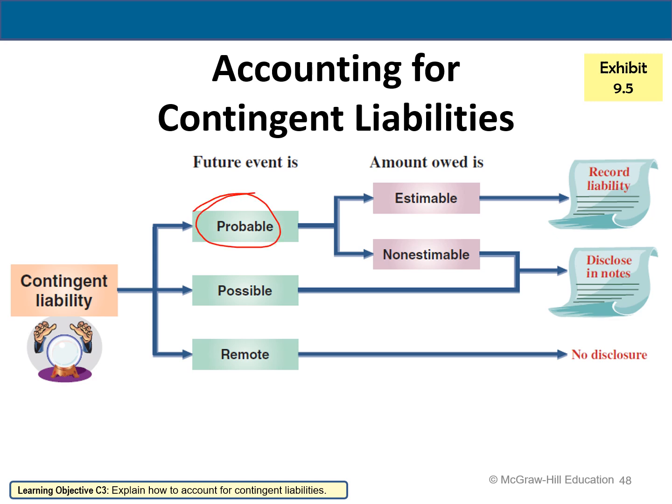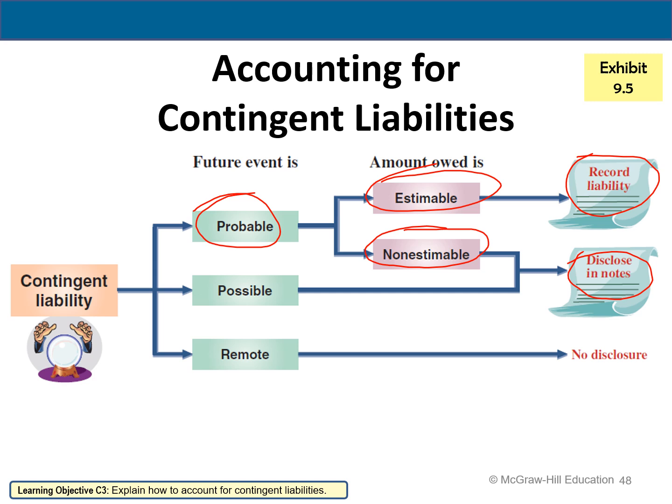If it is probable, and the amount owed is estimable, you have to record it. Actually book a debit and a credit in your accounting ledger, right? But if it's probable and you can't estimate it, you just have to disclose it in the notes. Those are all the words behind the pages with the numbers on them. That's what we call the footnotes.